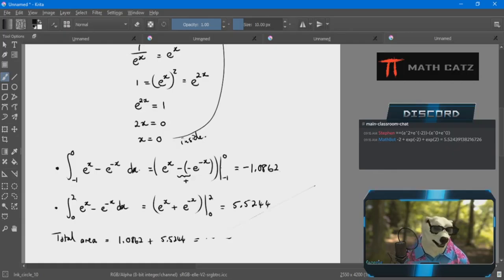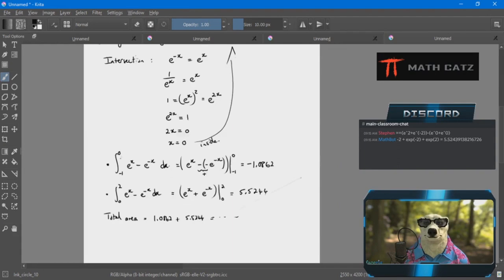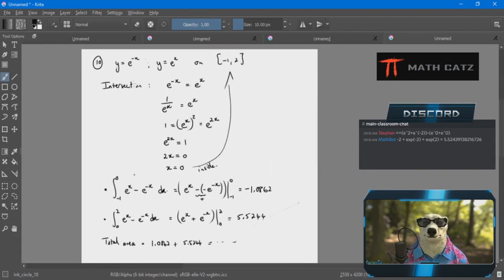So I don't need to see the graph. I don't need to have the right order of which one's the top and which one's the bottom. But what I do need is to split it up according to the intersections that fall inside the given interval. That I cannot skip.